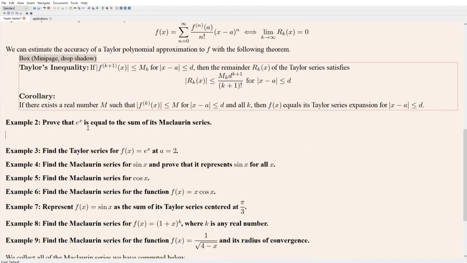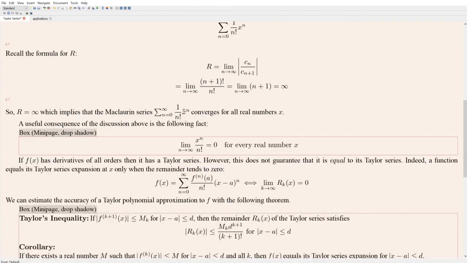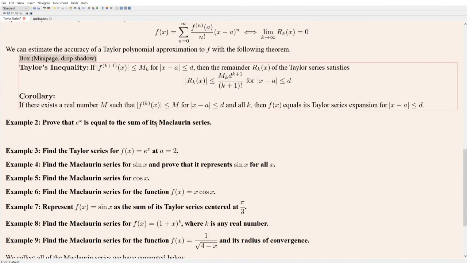Okay, so to prove that e to the x is actually equal to this Maclaurin series, we need to show that there is a number which bounds all of the derivatives for x within some range.